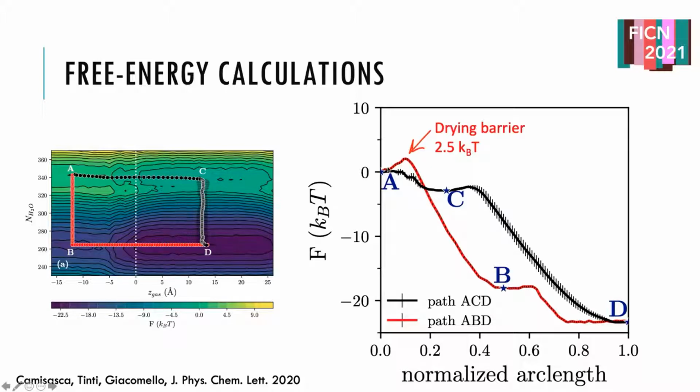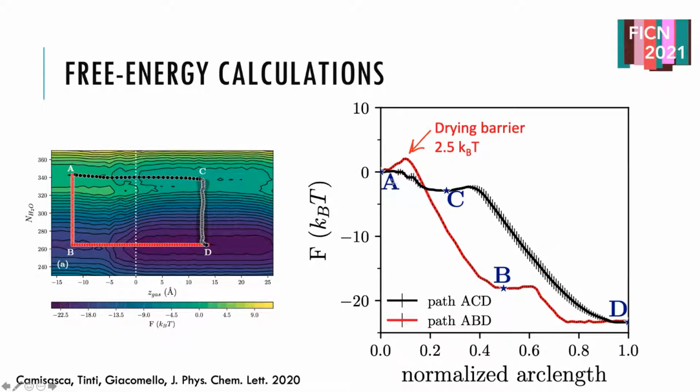Here, as you can see, moving from A to B, we first see the drying of the nanopore, which is a process characterized by a barrier of 2.5 kJ. Once we overcome the barrier and arrive at state B, the argon atom can enter the nanopore with a process which is barrierless. So without a barrier, we can move from B to D.